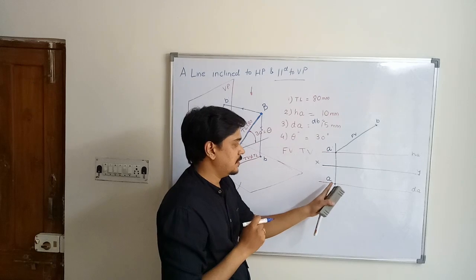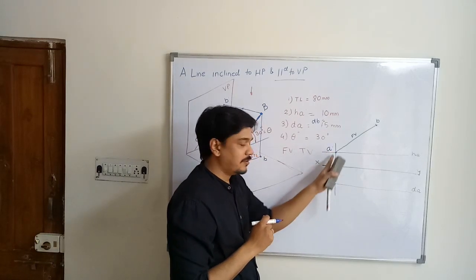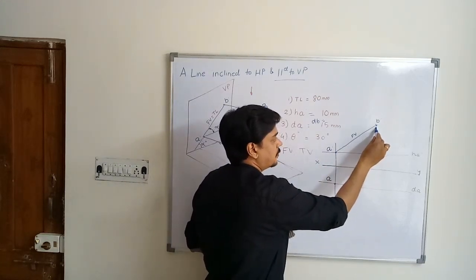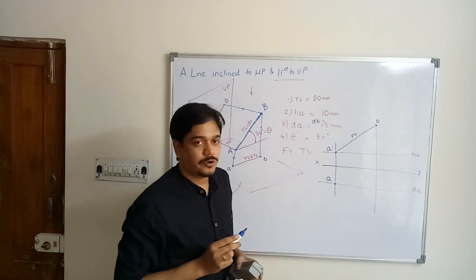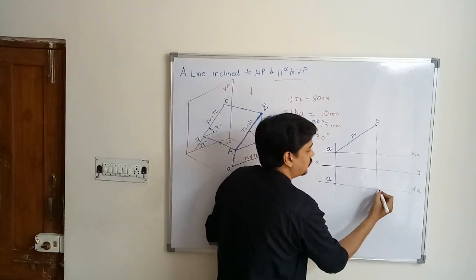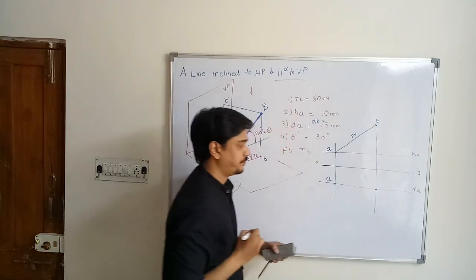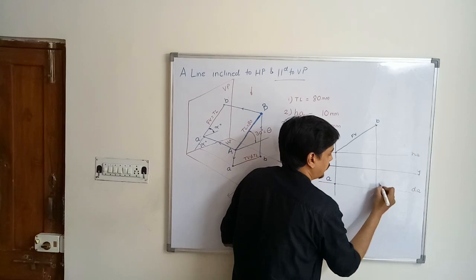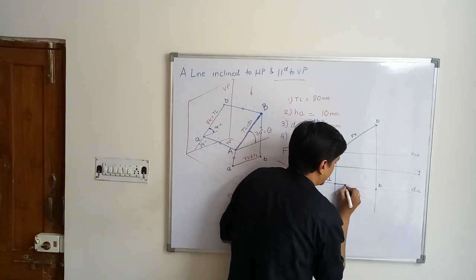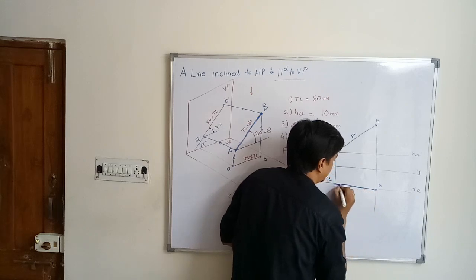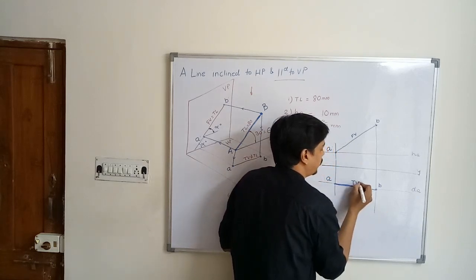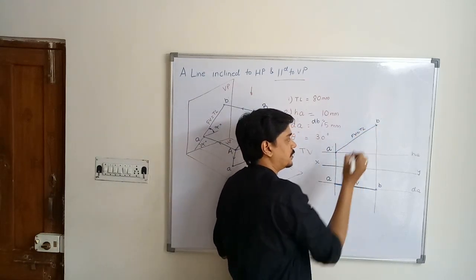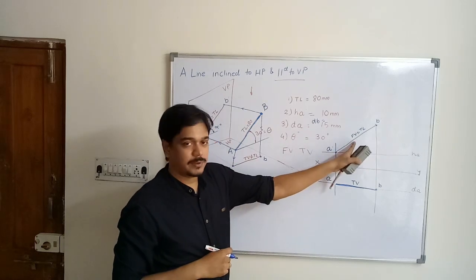So as A dash is lying on the straight vertical line of A, similarly B dash. If you draw a perpendicular line from B dash, it will intersect over here. So this intersection will give you the point B. So this line will give you the top view, and this front view is equal to true length, because it is parallel to the vertical plane.